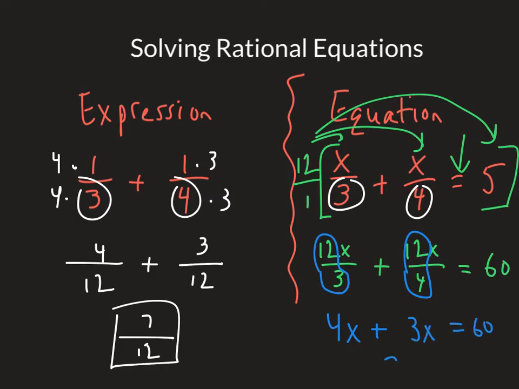Okay, so we would get an equation that is actually solvable, and we could divide both sides by 7 and get x equals whatever 60 over 7 is. Okay, so that's the idea. We're still going to be using that least common multiple, but instead of just making it a common denominator, in this case we are going to multiply the entire equation by it. So let's run through a couple examples and see how it works.